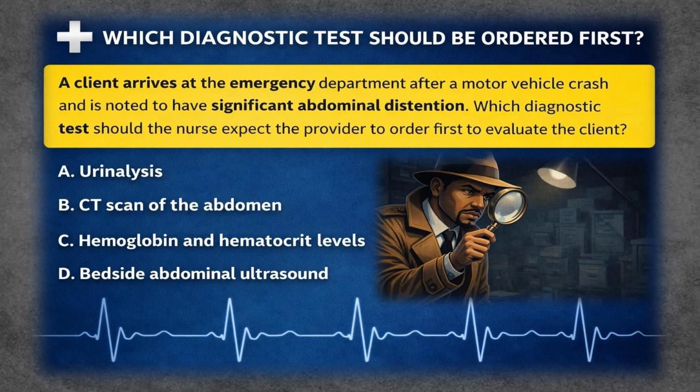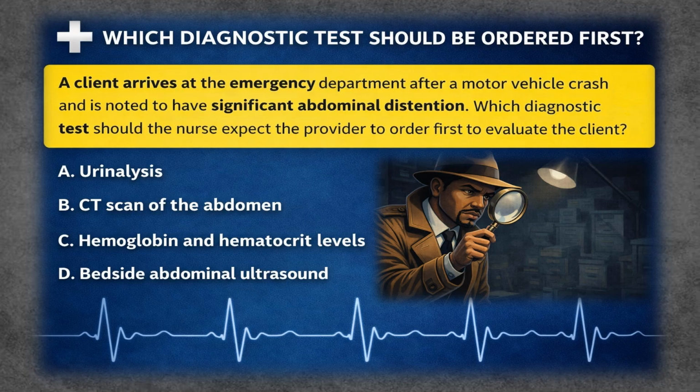Answer choice A, a urinalysis test. B, a CT scan of the abdomen. C, hemoglobin and hematocrit levels. Or D, a bedside abdominal ultrasound.